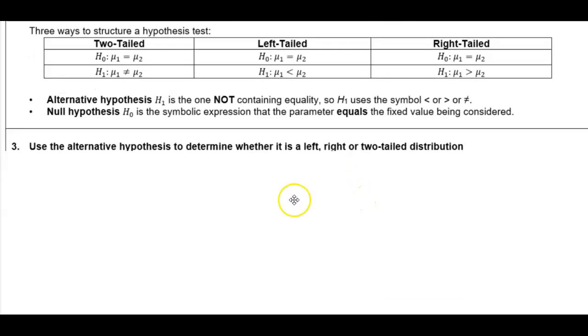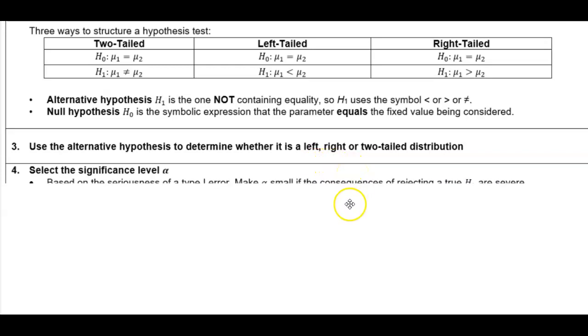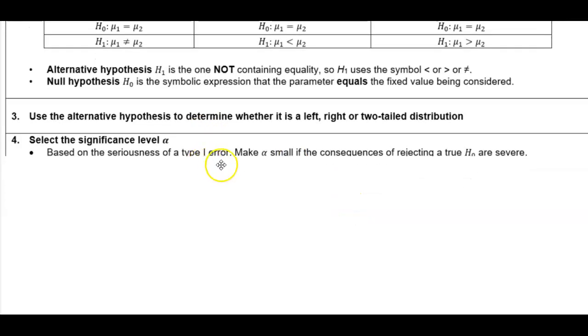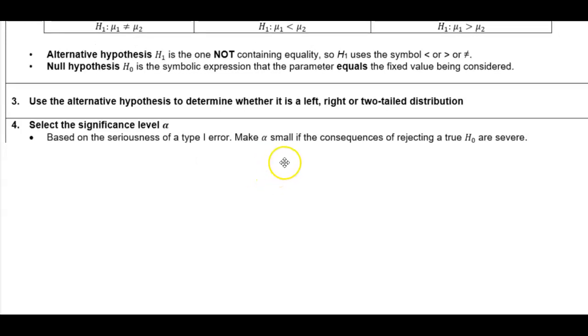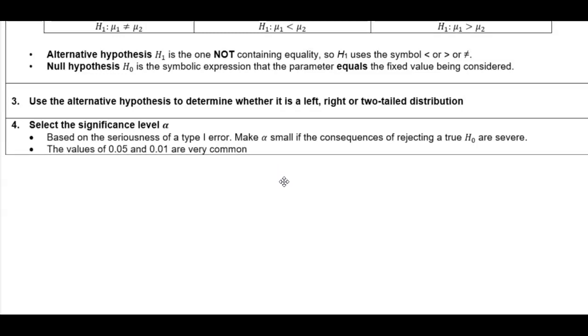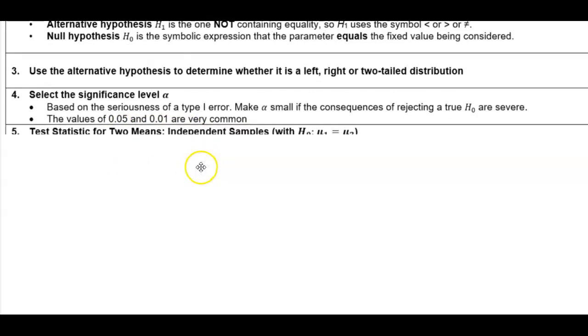For step 3, we want to use the alternative hypothesis to determine whether it is a left, right, or two-tailed distribution. Number 4, we want to select the significance level alpha. Based on the seriousness of a type 1 error, we make alpha small if the consequences of rejecting a true null hypothesis are severe. The values of 0.05 and 0.01 are very common.